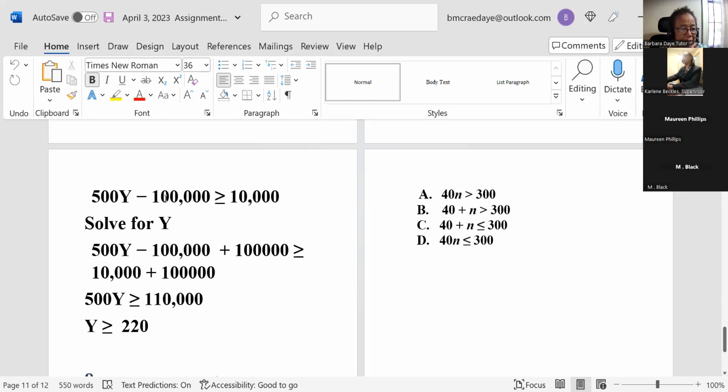This is just like we've been solving. Add the 100,000 to both sides. That just gives you 500y. 100,000 plus 10,000 is 110,000. Now you divide both sides by 500, you get 220. So that means you'd have to sell those phones for $220 or more in order to get that 10,000 profit. But miss, my answer was really right, but I take a different shortcut to get the answer.